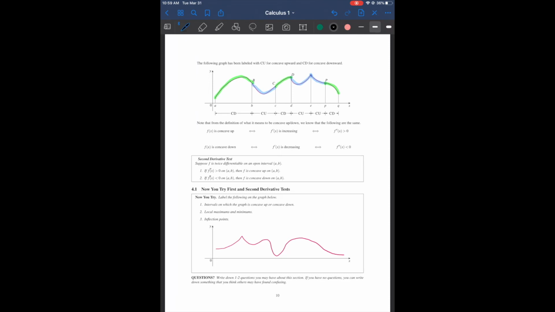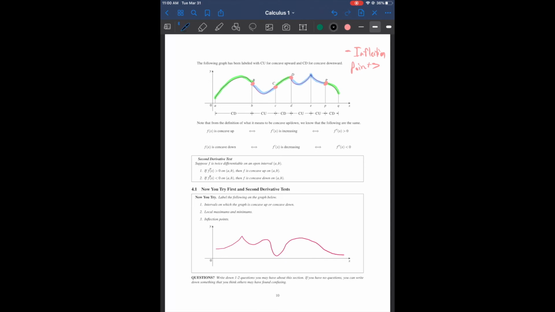One thing I want to point out is the inflection points. Here, the function switches from being concave down to concave up. Right here at C, the function switches from concave up to concave down. Right here we see a switch, and right here we see a switch again. Notice this point at E, that's not an inflection point because it's concave up on both sides of that point. So these points in pink are inflection points.